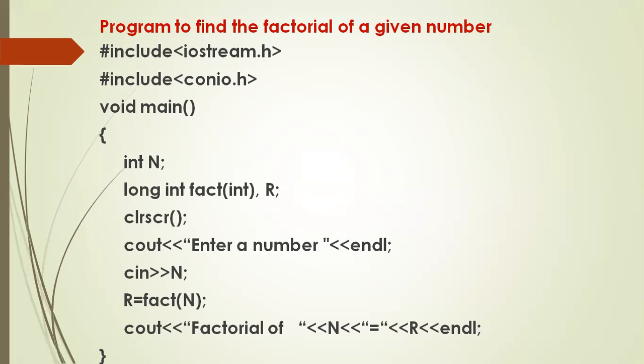Clear the screen. Enter a number, input the value for n, cin n. Then you call the function, R = fact(n). So fact is a called function which takes the value of n as input. After computing the factorial of n, it returns a number that is received by R. So R is the factorial of the number. Then cout factorial of whatever number you have given. Suppose n equals 5, the output will be factorial of 5 equals 120. So here I have to write a function called fact.